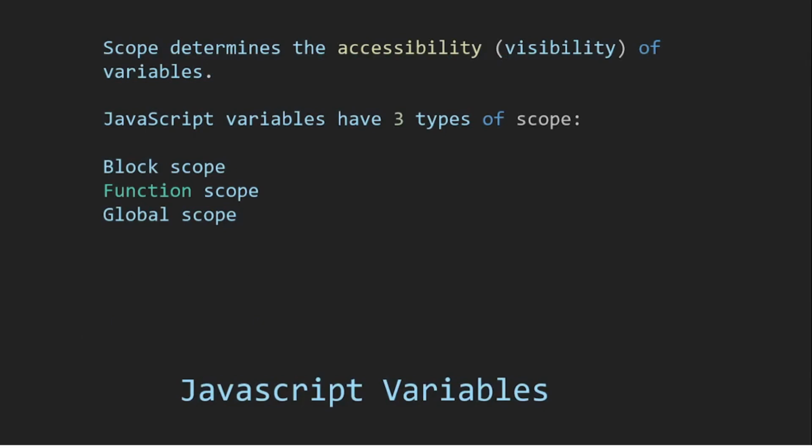Scope determines the accessibility of variables. JavaScript variables have three types of scope. First one is block scope, second one is function scope, third one is global scope. As I said earlier, we don't need further theory explanation. We will move on to the code.